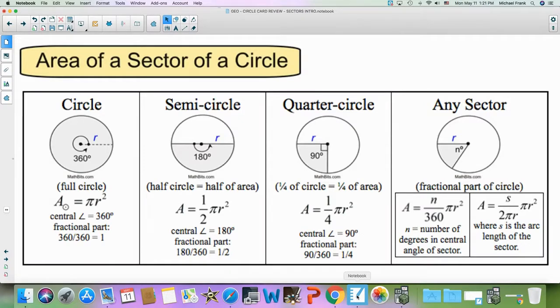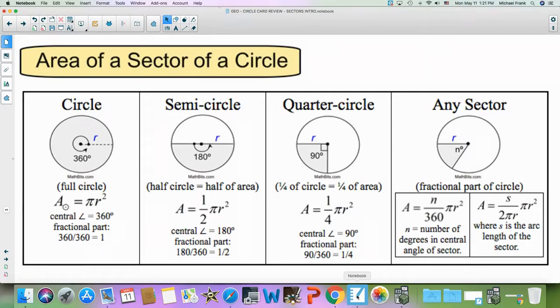Same thing with a quarter circle. A quarter of a circle would have a 90-degree central angle of the sector, and therefore 90 out of 360 is 1/4. So the formula would simply be the area is equal to 1/4 of pi r squared. But then, most importantly for us this year, we got to the any sector part.